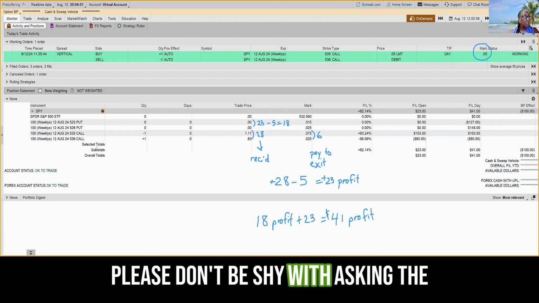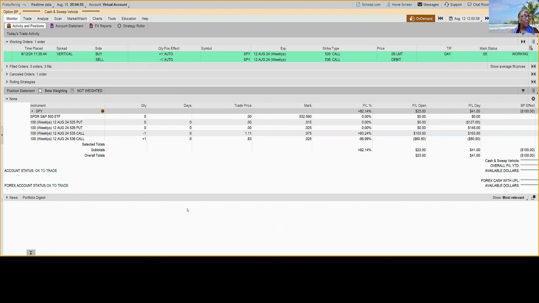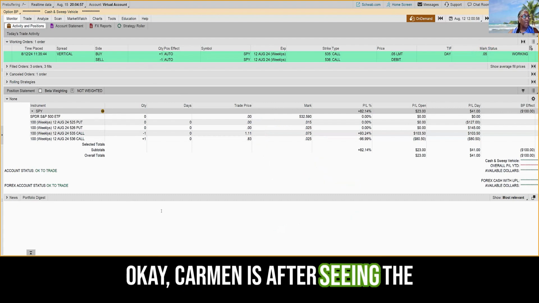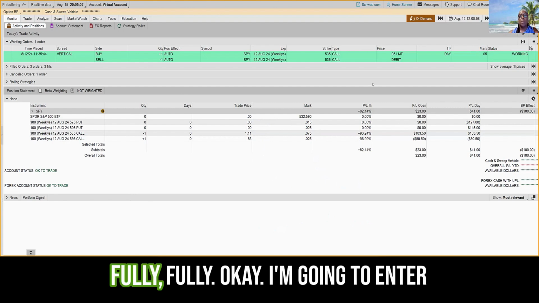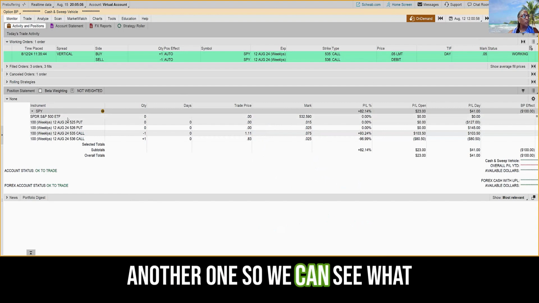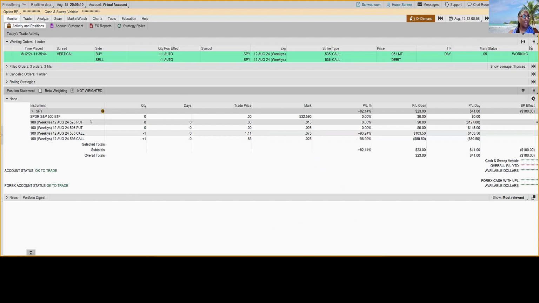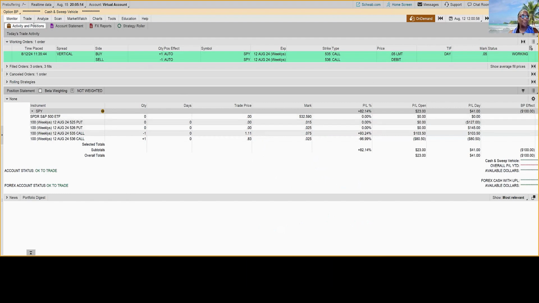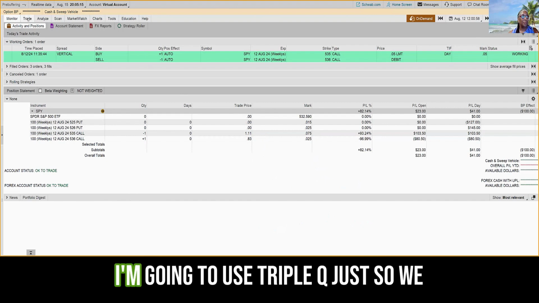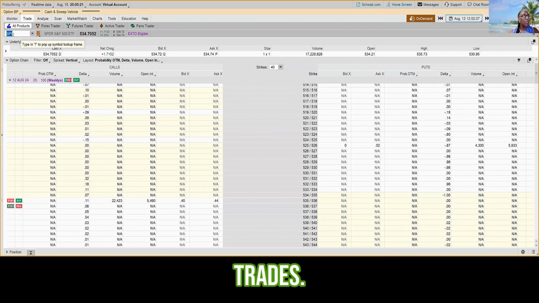Please don't be shy with asking the questions. Okay, Carmen says, after seeing the explanation with you walking us through it, I have no questions. Okay, cool. I'm going to enter another one so we can see what happens when it goes nuts on you the next day, because it does at times do that. Okay, I'm going to use triple Q just so we don't get confused by the different trades.